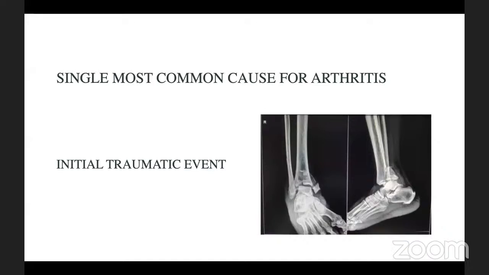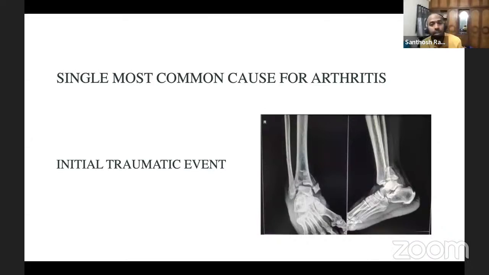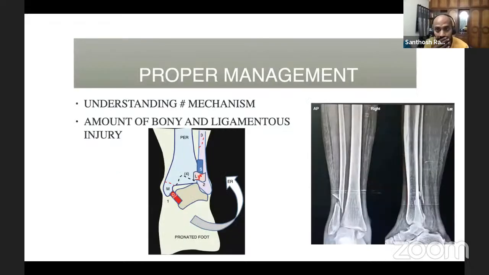Okay, sir. Why are we so importantly discussing this? The single most common cause for an arthritic ankle is an initial traumatic event. Most commonly, it is our fractures rather than ligamentous injuries. So the proper management of these fractures needs us to understand the fracture mechanism and what amount of bony and ligamentous injuries have happened due to that mechanism.